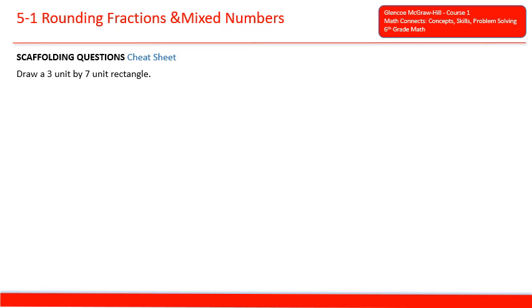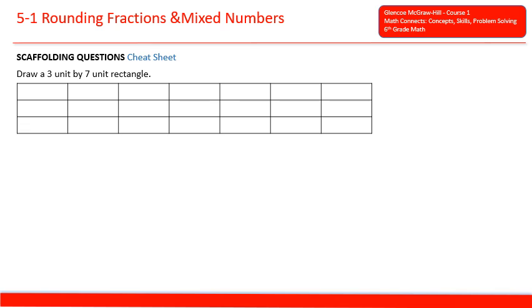Scaffolding questions. Draw a 3 unit by 7 unit rectangle. So we have a grid that's 3 by 7. And we're going to shade 4/7 of the rectangle. So we can do that quickly because we know that each row has 7 squares. So if we shade 4 out of each 7, we'll shade 4/7 of the whole grid.